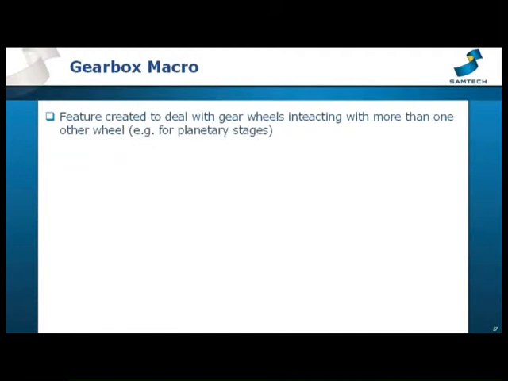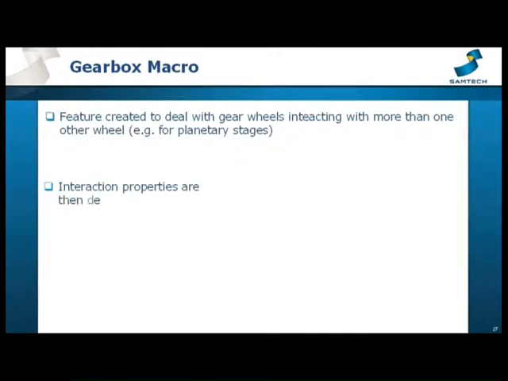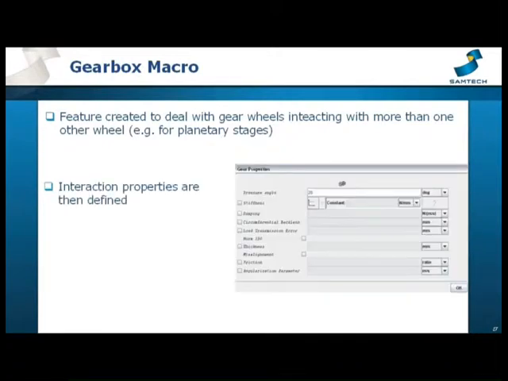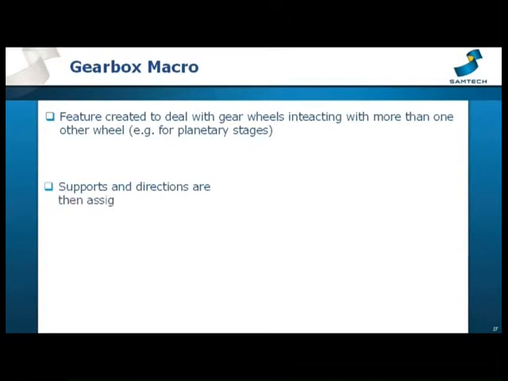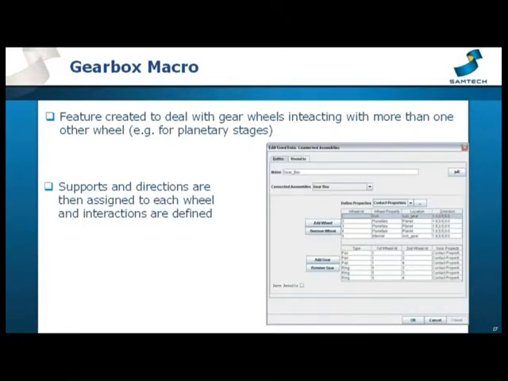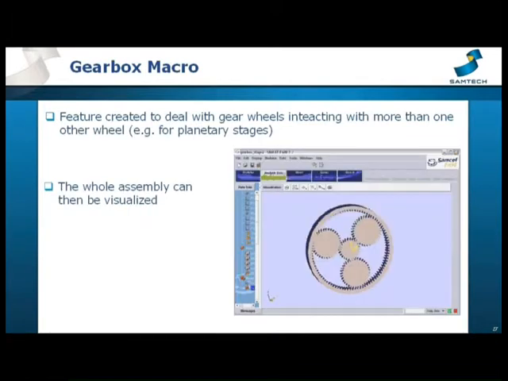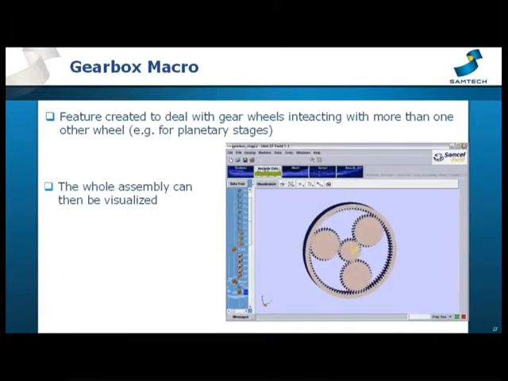One simply needs to define the different gears involved, and then the contact properties, which are very similar to the ones used to define a simple two-node gear element. The last panel to fill in is the definition of which wheel interacts with which, according to which contact properties. Then the whole assembly can be immediately visualized for a first check.